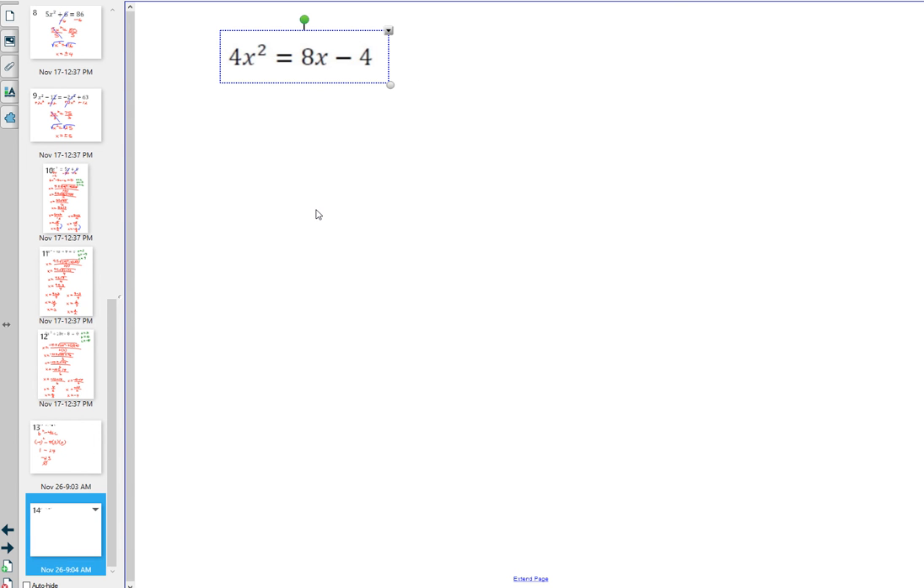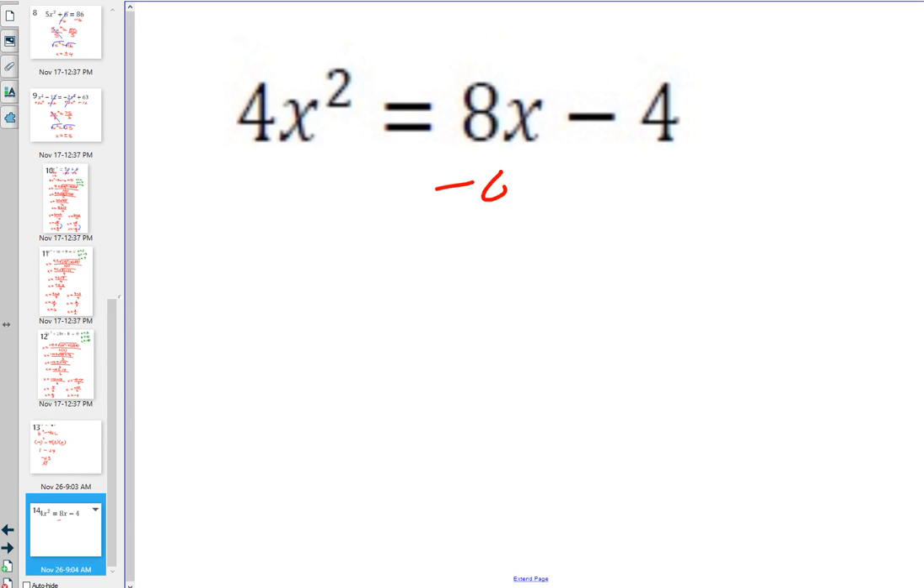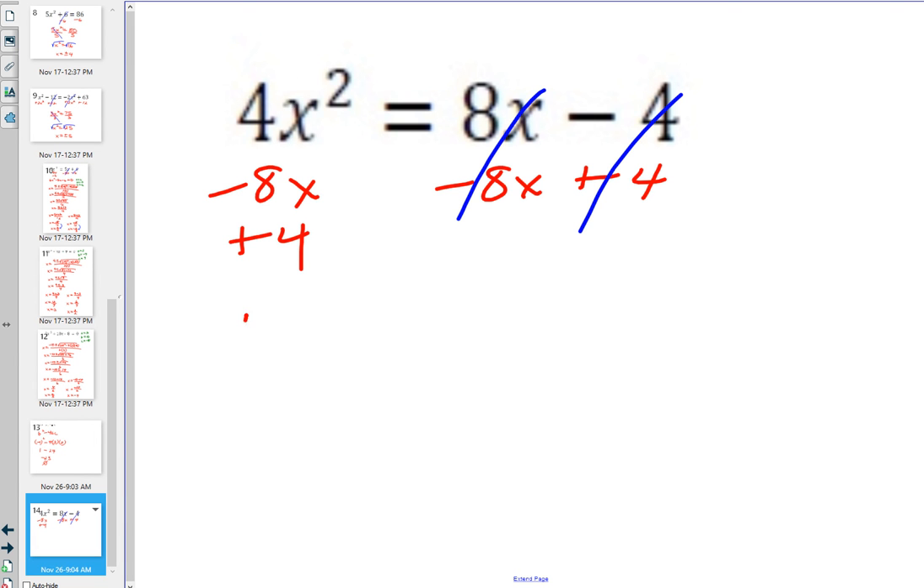Okay. Same thing, same instructions, how many solutions. The difference here is that it's not equal to 0 for you. So even though we're not using the entire quadratic formula, if you're going to use any part of the quadratic formula, you have to make this equal to 0. So minus 8x plus 4, minus 8x plus 4. 4x squared minus 8x plus 4 is equal to 0.